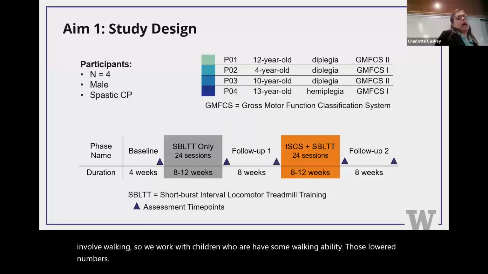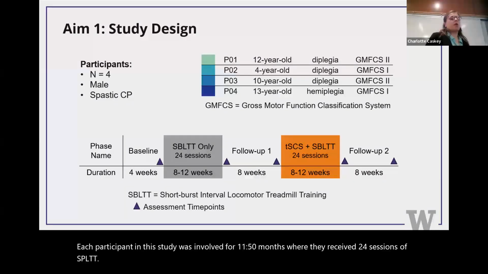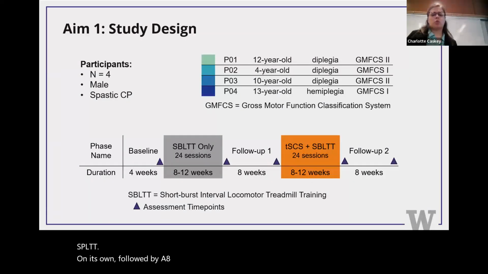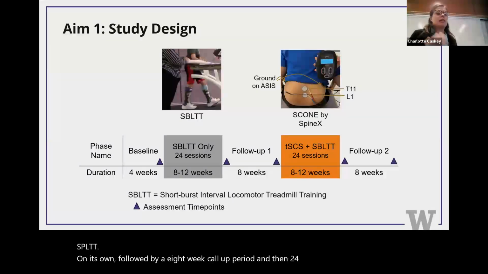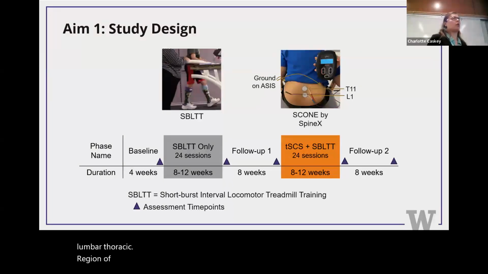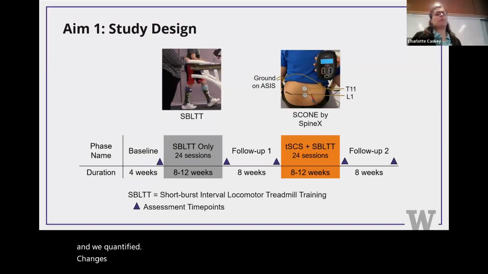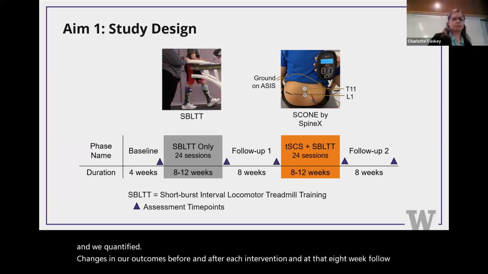Each participant in this study was involved for 10 to 12 months, where they received 24 sessions of SBLTT on its own, followed by an 8-week follow-up period, and then 24 sessions of that same treadmill training combined with the spinal stimulation. And we applied spinal stimulation to the lumbar thoracic region of the spine, again, where those lower extremity muscles innervate into the spinal cord. And we quantified changes in our outcomes before and after each intervention and at that 8-week follow-up period.